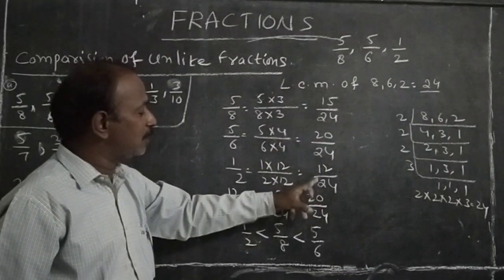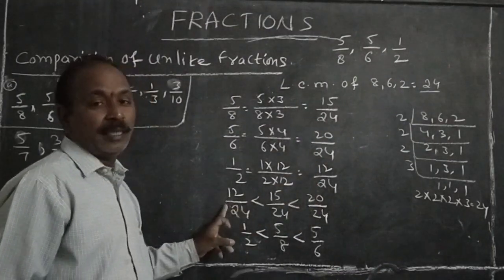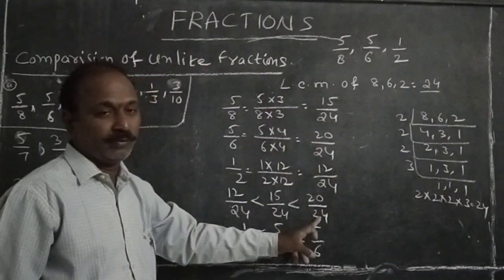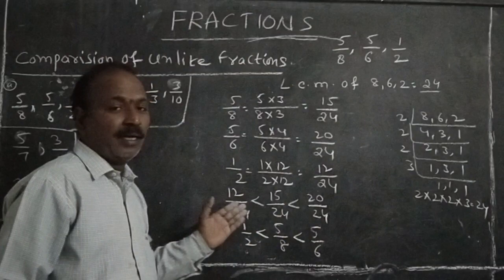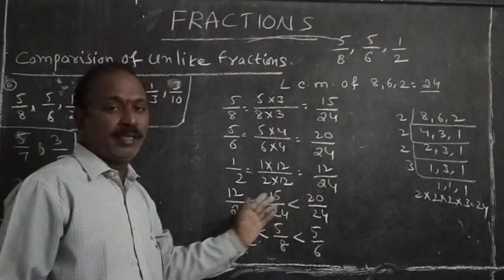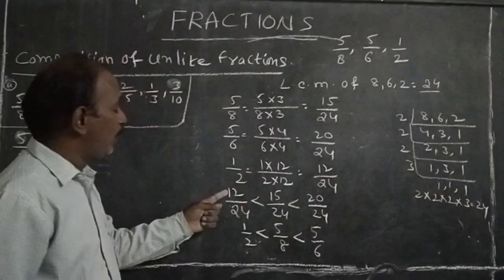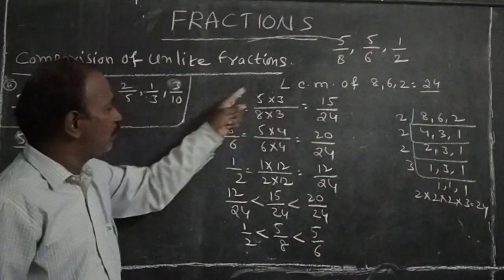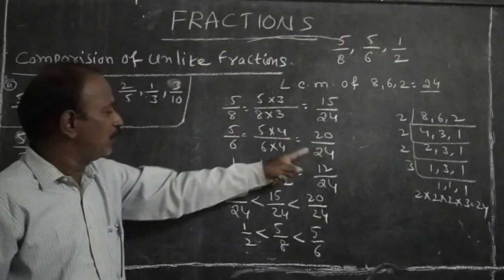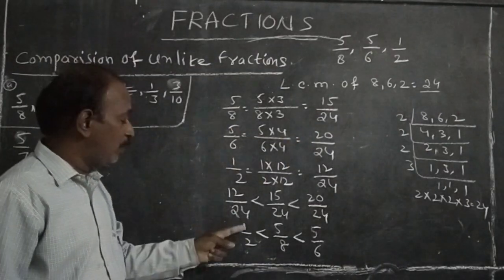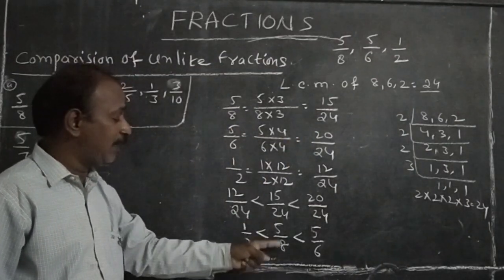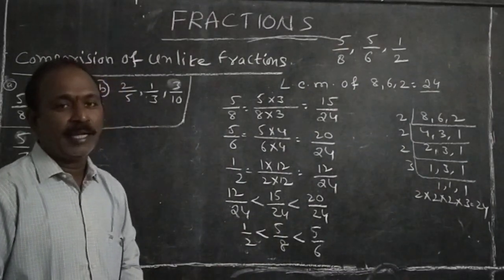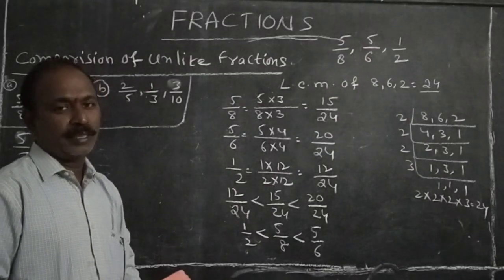In these like fractions, 12/24 is the smallest. Next one is 15/24. Final one is 20/24. Arranging in ascending order, increasing order: 12/24 is got from 1/2, 15/24 from 5/8, 20/24 from 5/6. So 1/2 is lesser than 5/8 is lesser than 5/6. This is the process to arrange the unlike fractions in ascending order.